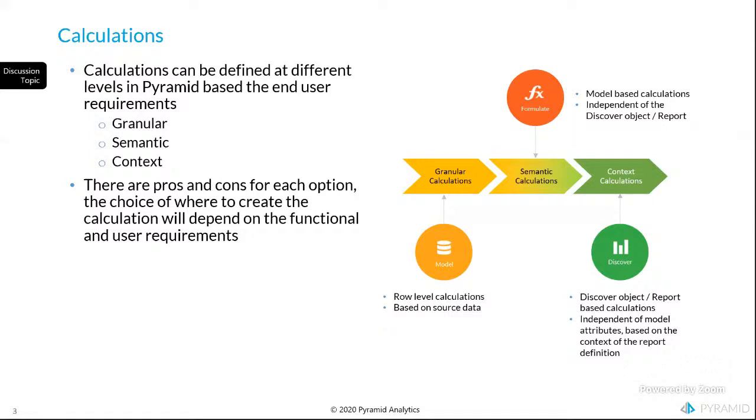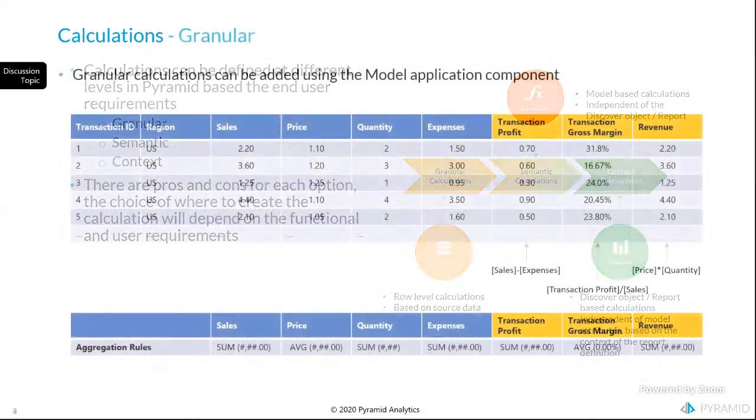Some types of calculations are required to be done at the granular level. Some more easily done at semantic level, and obviously easiest of all in terms of the simple number of clicks, the context calculations. But as we'll see, going through some of the examples, some require to be done at a particular level, others you have somewhat of a choice. So again, depending exactly what you want to do, there are options in terms of where I define that particular calculation.